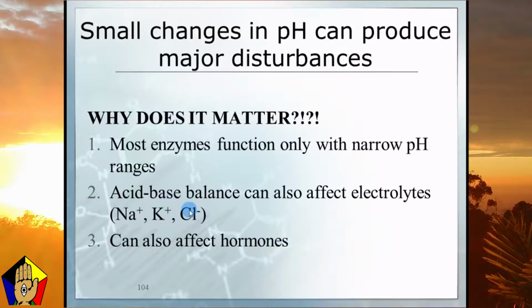So acid-base balance can also affect electrolytes. We saw this in the last video, especially with potassium. As you move potassium into the cell, potassium likes to kick hydrogen out. So now that free acid is going to rise in your bloodstream or in your interstitial tissue.